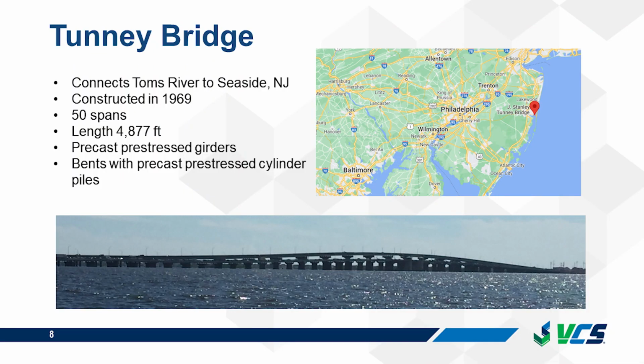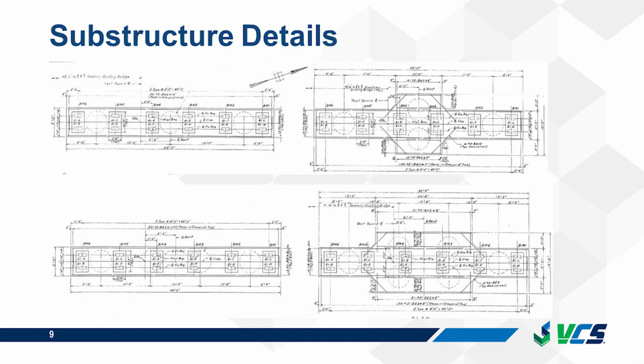As you can see in this photo, there is a notable change in elevation between the abutments and the middle of the bridge to allow ships to pass under the bridge. There are 4 different types of bents on this bridge. They have from 3 piles up to 6 piles in each bent.